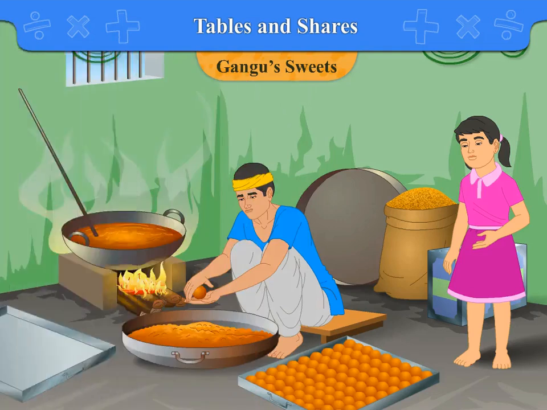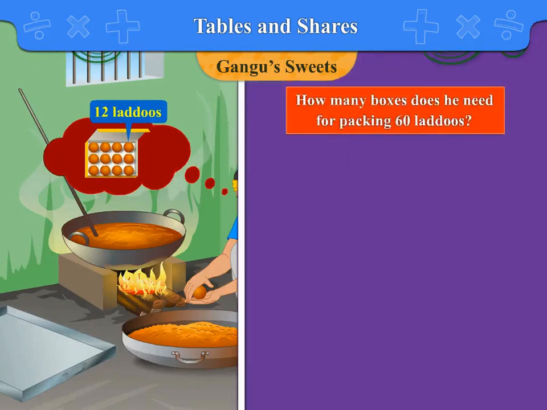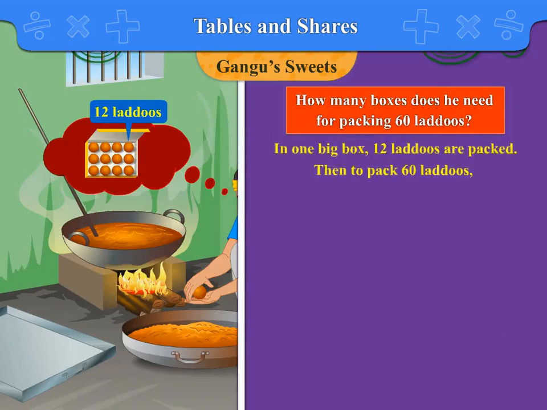Gangu also has a bigger box in which he packs 12 laddus. How many boxes does he need for packing 60 laddus? In one big box, 12 laddus are packed. Then to pack 60 laddus, the number of boxes required is equal to 60 divided by 12, equal to 5. So, to pack 60 laddus, 5 boxes are needed.